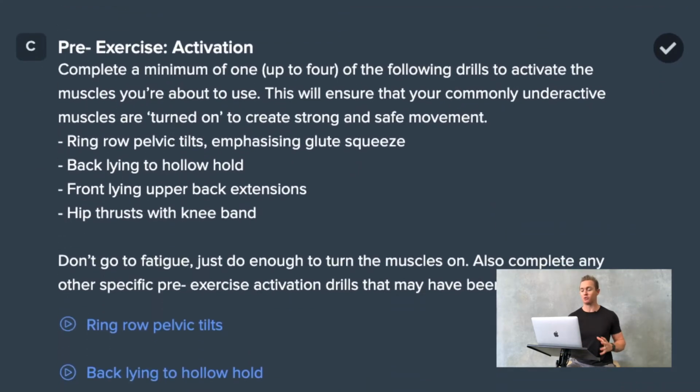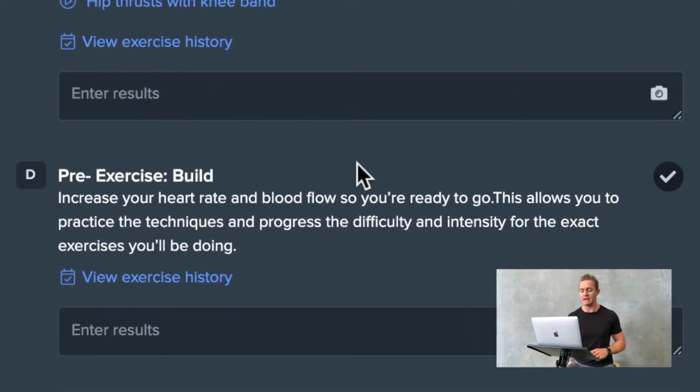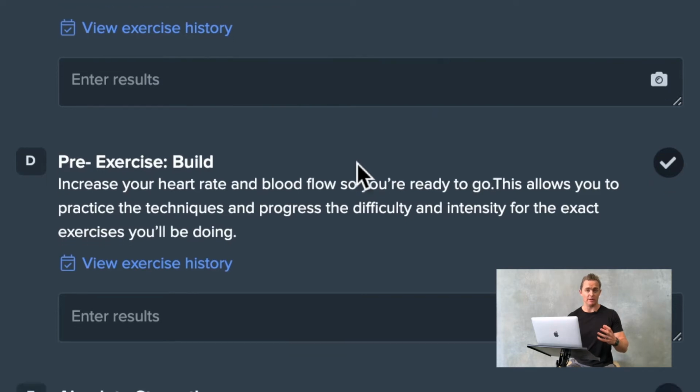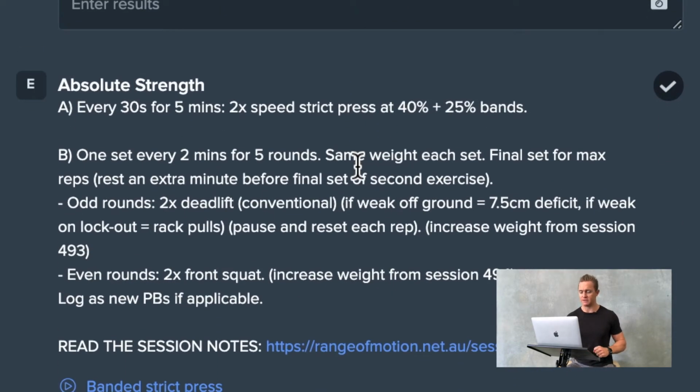From that point onto pre-exercise activation work, where we turn on those underactive muscles to create strong, safe and efficient movement in the sessions coming up. The individual will then build to their working weights or full movements for that session.